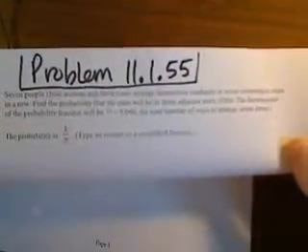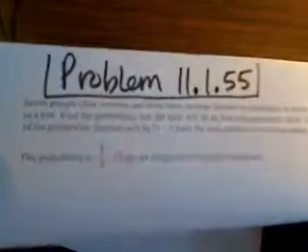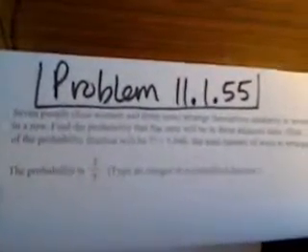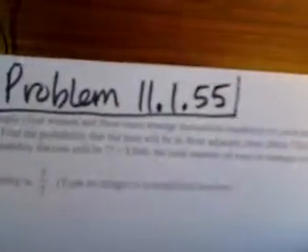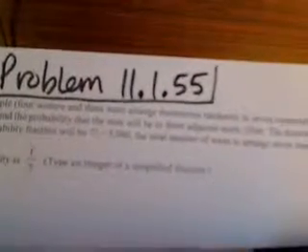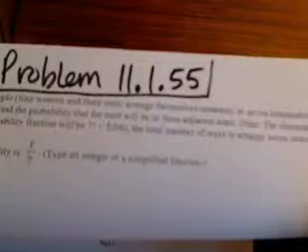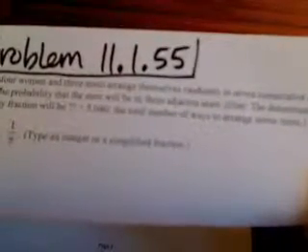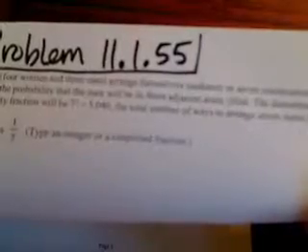So this is problem 11.1.55, and the problem reads that we have 7 people, 4 women and 3 men. That's not real legible there, but I'll read it to you. So we have 7 people, and there's 4 women and 3 men arrange themselves randomly in 7 consecutive seats in a row, and we want to find the probability that the men will be in 3 adjacent seats.